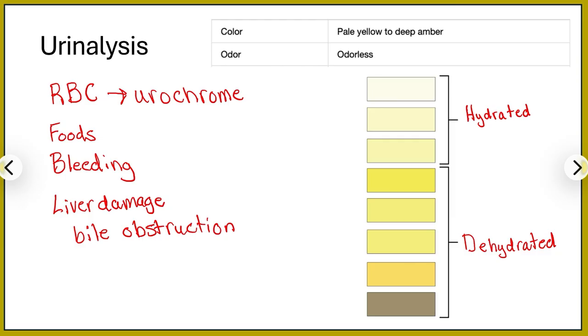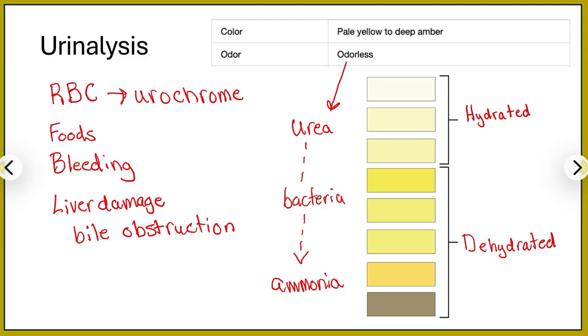Now, odor. You might be thinking, okay, urine has that characteristic smell, but it's actually odorless. What gives urine this odor is that you are actually going to have urea in your urine, which is odorless. But bacteria in the environment will take this urea and convert it into ammonia, which has that characteristic smell that you associate with it.